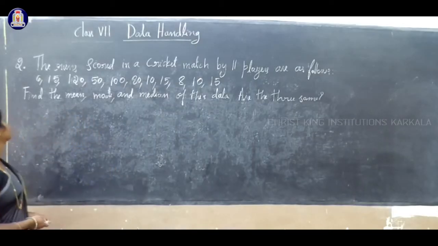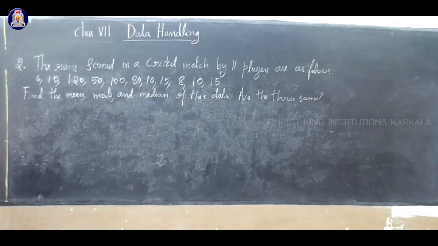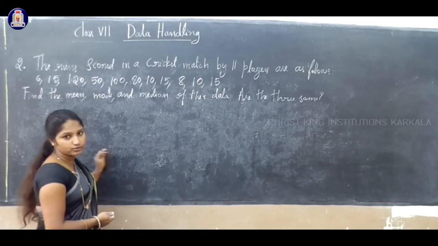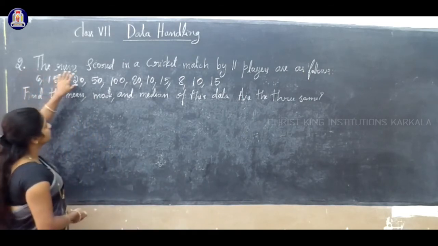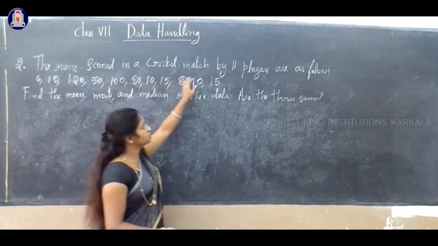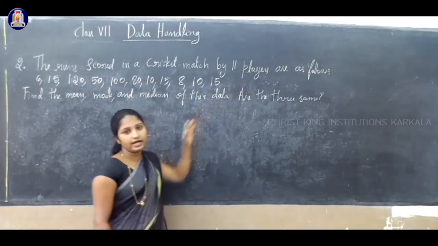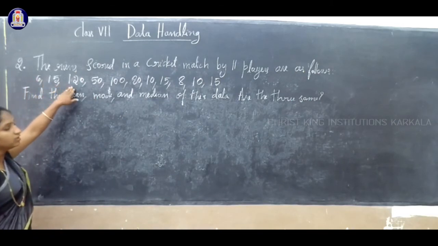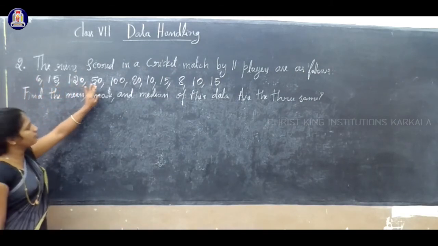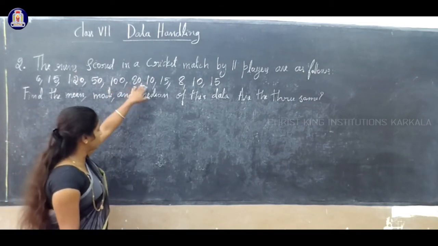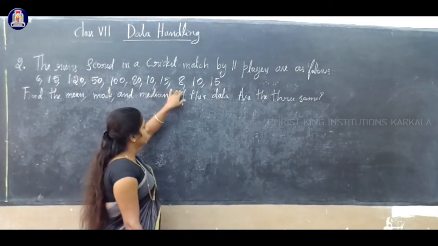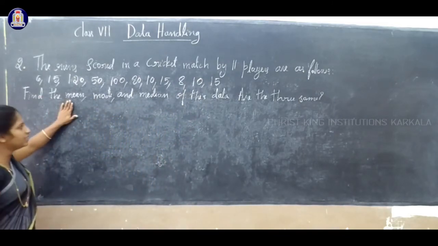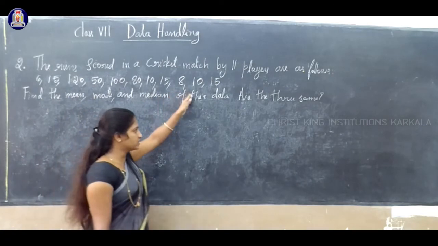The next question, that is the second one. The runs scored in a cricket match by 11 players are as follows. Clear? What is the question? The runs scored in a cricket match by 11 players are as follows. So scores are given like this: 6, 15, 120, 50, 100, 80, 10, 15, 8, 10, 15. So what you have to find? Find the mean, mode and median of this data.